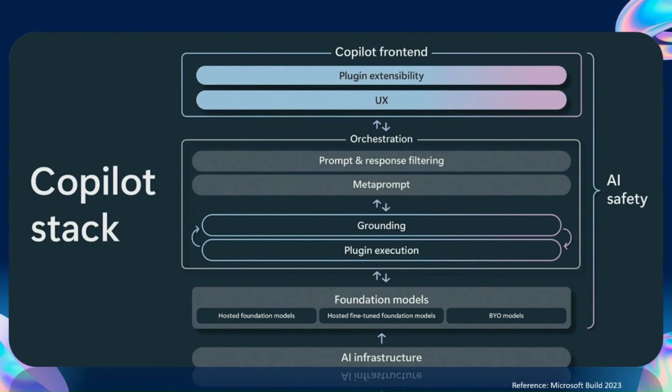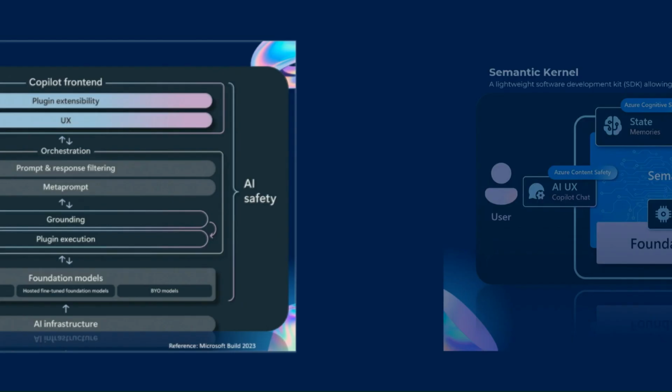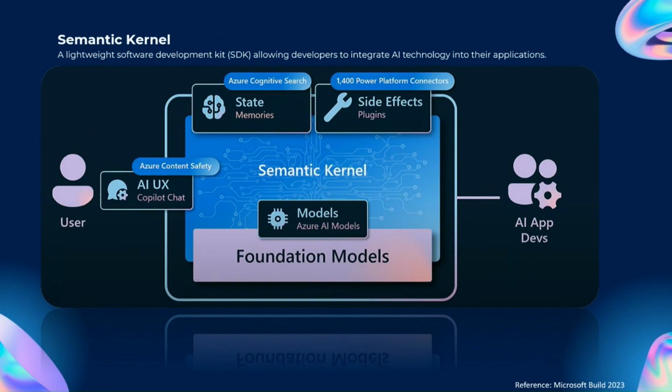And then finally, on top comes the Copilot front end, where you can determine the plugin extensibility and give a UX. In all these advancements happening in UI, AI safety is one of the critical pieces to better understand the ethical implications and considerations we should have when using any of the artificial intelligence models. With that, let me take you through what Semantic Kernel means.